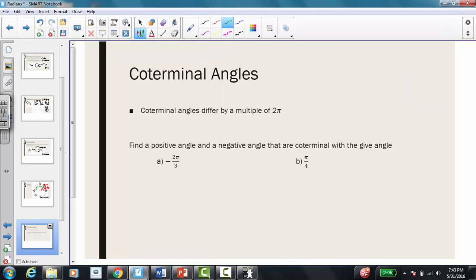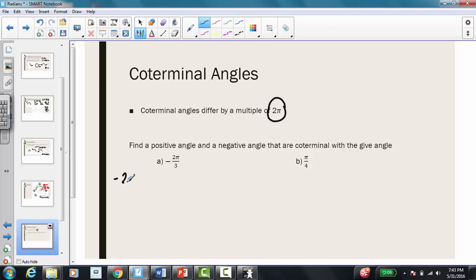All right, so next we're going to talk about coterminal angles. If you remember, as I said in the angles video, to find a coterminal angle, we add or subtract multiples of 360 degrees. But since we're in radians, instead of adding or subtracting 360 degrees, we're going to add or subtract 2 pi radians. So it's asking us to find a positive angle and a negative angle that are coterminal with the given angle.